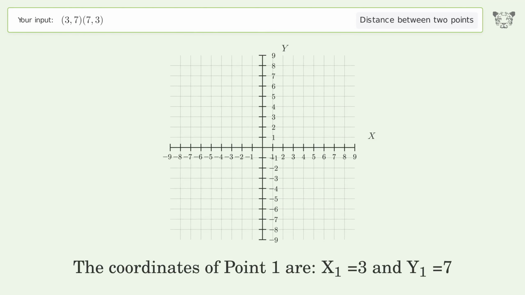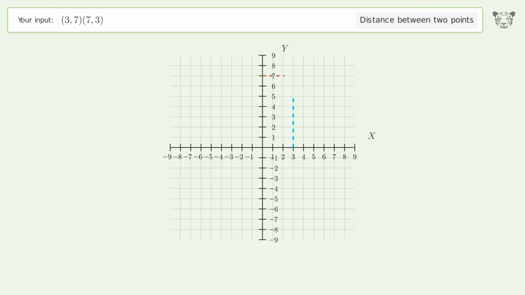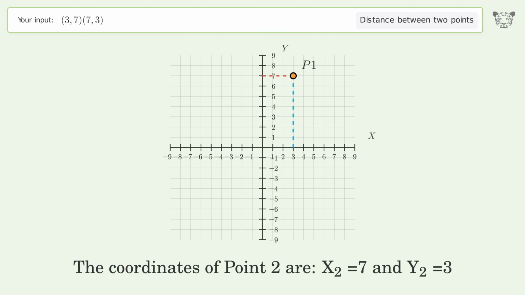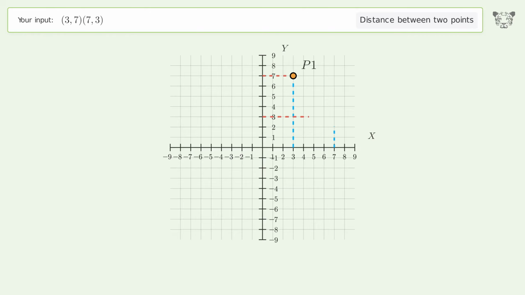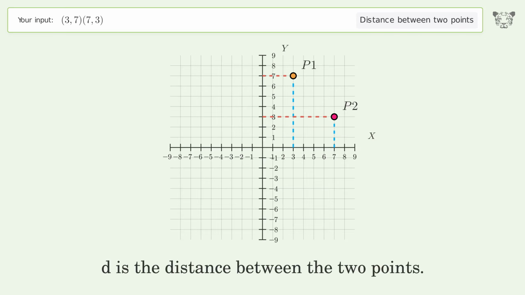The coordinates of point 1 are x1 equals 3 and y1 equals 7. The coordinates of point 2 are x2 equals 7 and y2 equals 3. D is the distance between the 2 points.